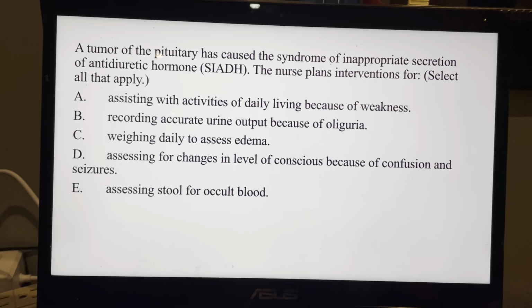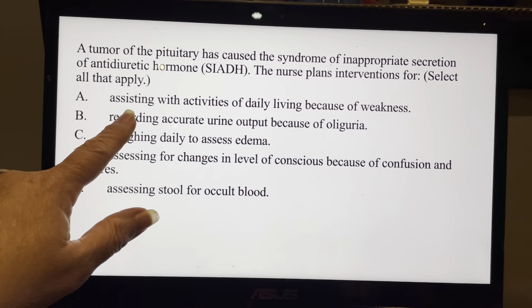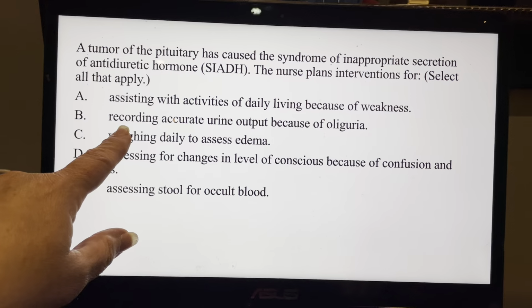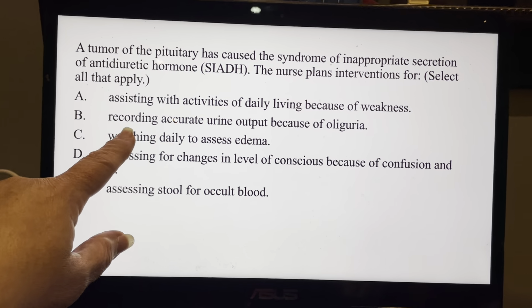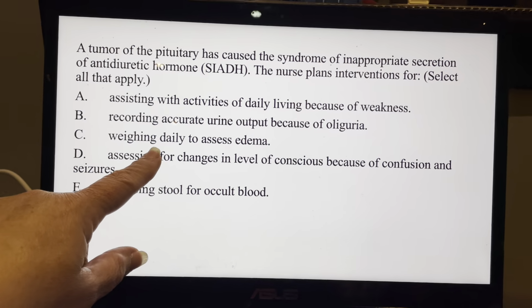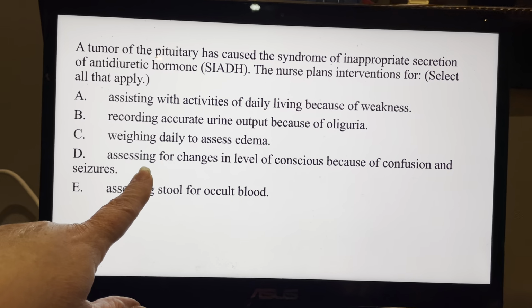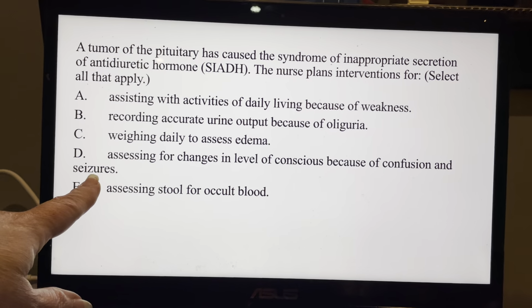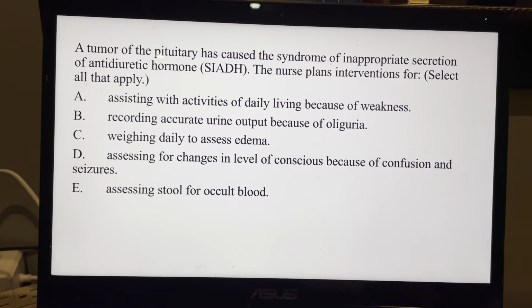The nurse plans interventions for assisting with activities of daily living because of weakness, recording accurate urinary output because of oliguria, weighing daily to assess edema, assessing for changes in the LOC because of confusion and seizures, and assessing their stools for occult blood. Soggy Sid, think about him standing there.